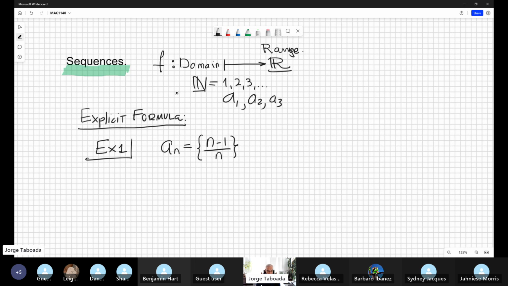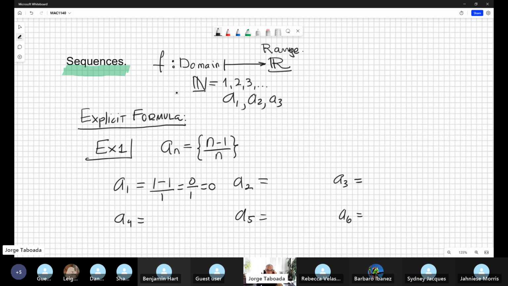Now, suppose that the question says, find the first five terms of this sequence. What does that mean? You need to find a1, a2, a3, a4, a5, you want one more, a6. Find the first six elements in the sequence. To evaluate n equal 1, it's obvious it's 0, no? Because the computation is 1 minus 1, but let me try. Plugging in n equal 1, 1 minus 1 divided by 1, it's obvious, 0 divided by 1 is 0.